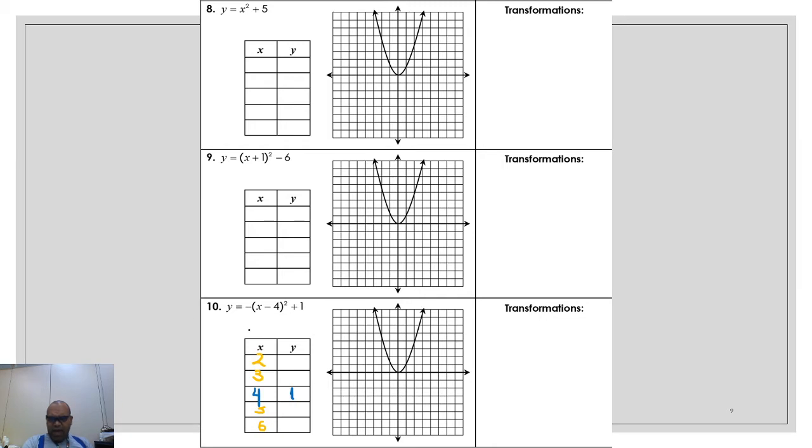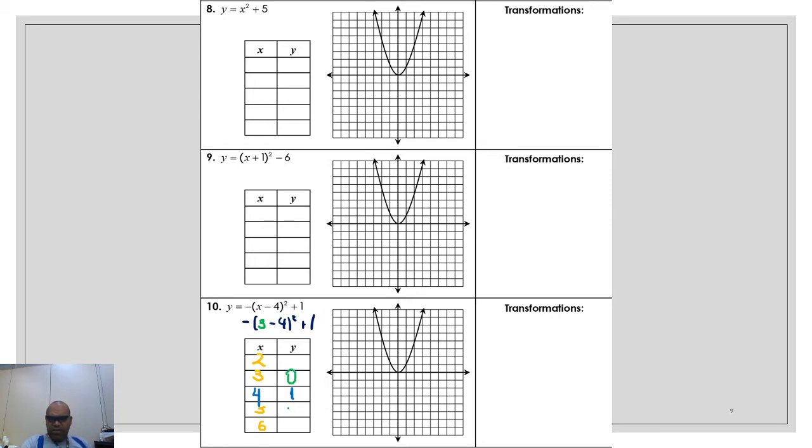Solve for y, guys. My equation here is negative (x minus 4) squared plus 1. Here's our original equation. Instead of x, I will use, for example, number 3. 3 minus 4 is negative 1. Negative 1 squared is 1. But I have a negative outside. It's negative 1. Negative 1 plus 1, 0.